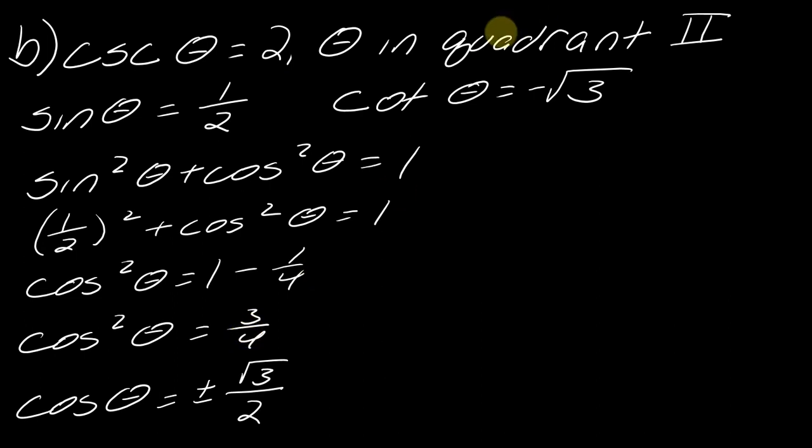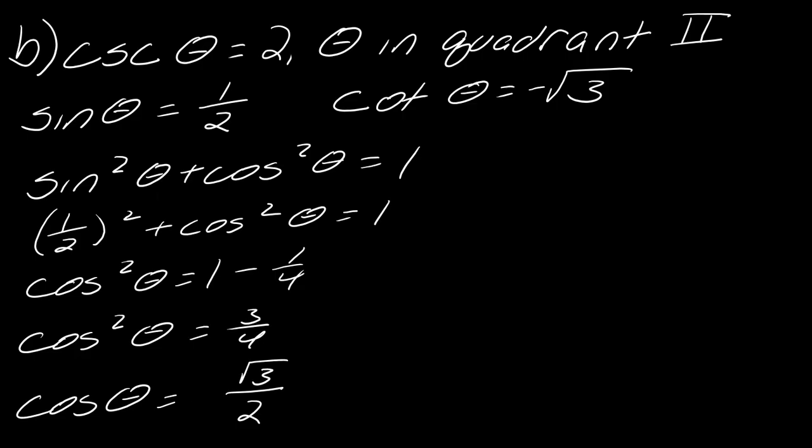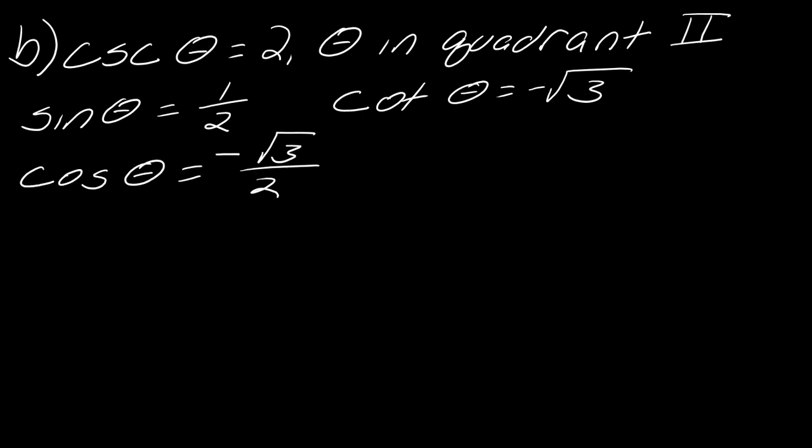And so once again, now I have to think in quadrant 2, is cosine positive or negative? Cosine is negative in quadrant 2. So I'll go ahead and just erase these and note that. And so let me clear some space here, and then we can finish. Okay, so I am well on my way now.